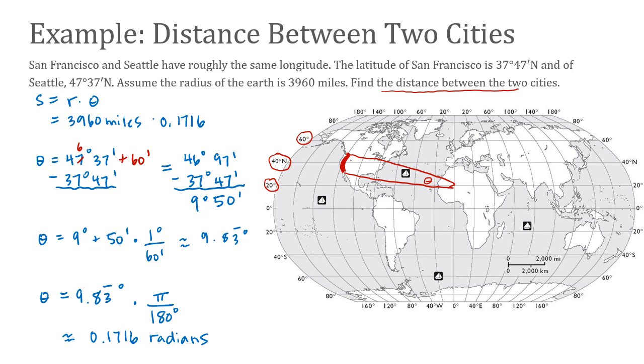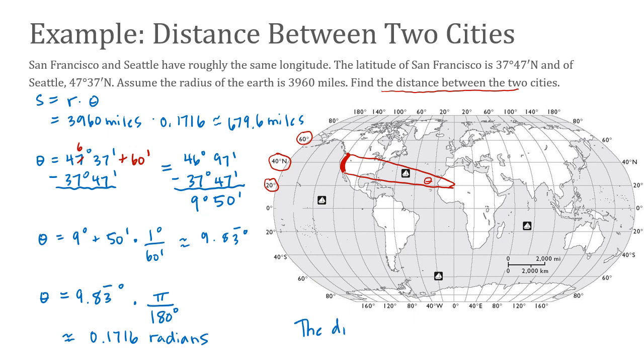And so if I multiply 0.171624041 times 3,960, I get that the distance between San Francisco and Seattle is approximately 679.6 miles. So double check me on that. Make sure you've got your calculator in front of you. Maybe write a concluding sentence for this one.